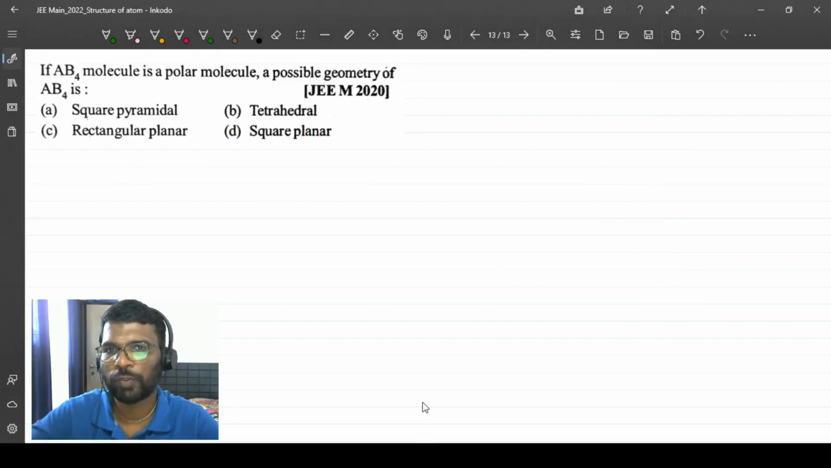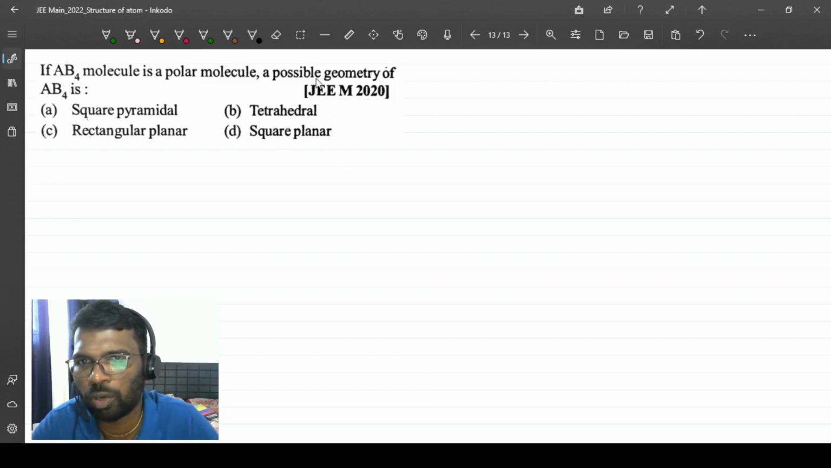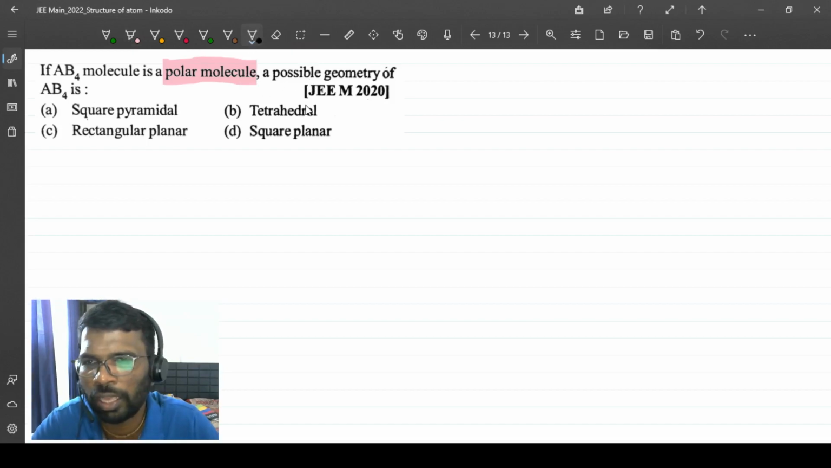Okay, here is the next question. This question was asked in JEE Mains 2020. The question is about structure again. They have said that an AB4 molecule is a polar molecule. What is a possible geometry of the AB4 molecule? They're asking for the geometry.